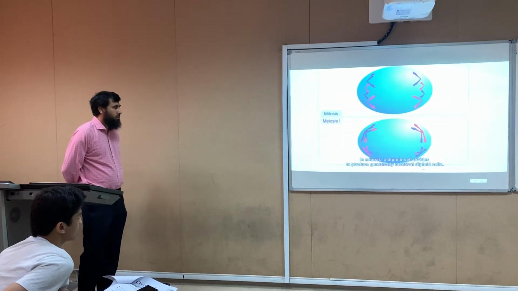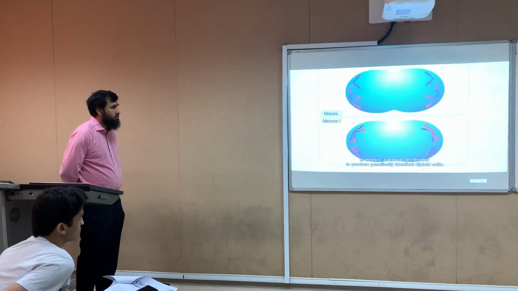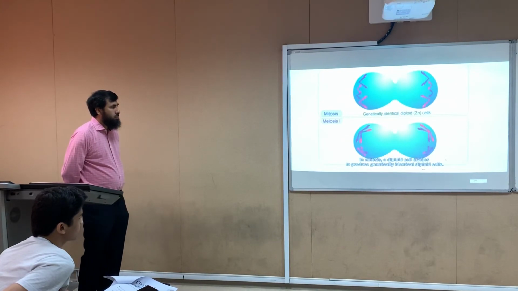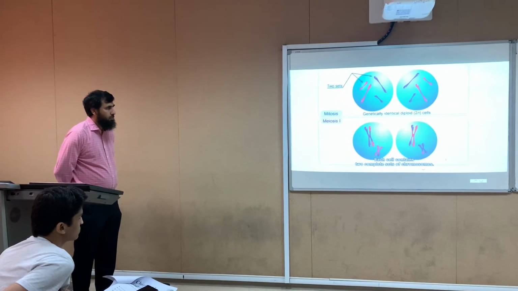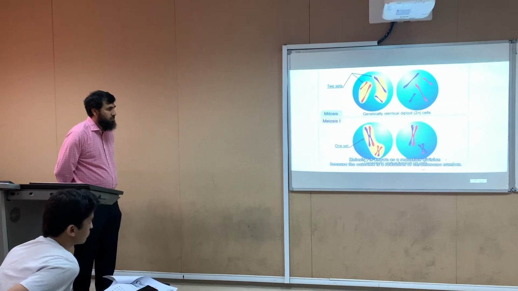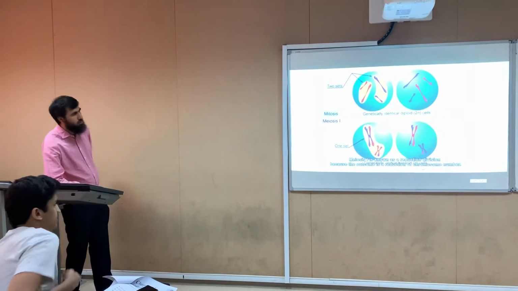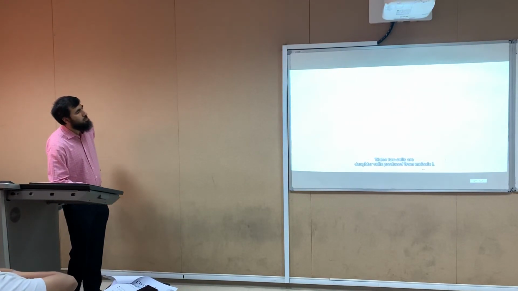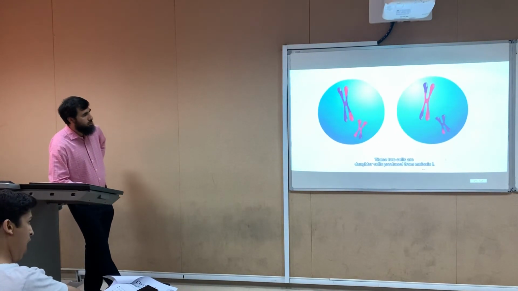In mitosis, a diploid cell divides to produce genetically identical diploid cells. Each cell contains 2 complete sets of chromosomes. In meiosis one, a diploid cell divides to produce genetically unique haploid cells. Each daughter cell now contains just 1 set of chromosomes. Meiosis one is known as a reduction division because the outcome is a reduction of chromosome number. These 2 cells are daughter cells produced from meiosis one.